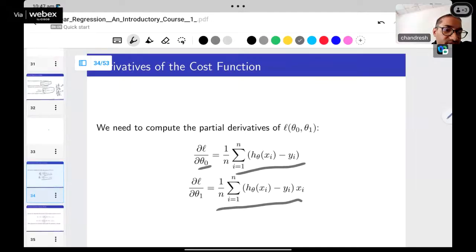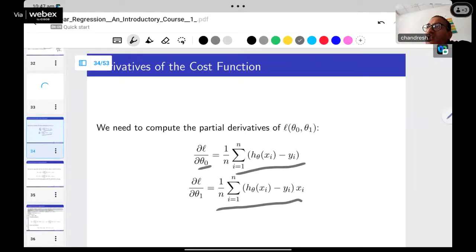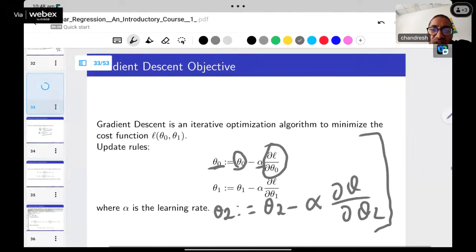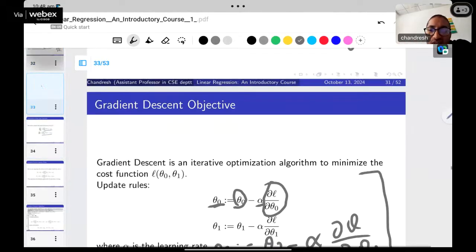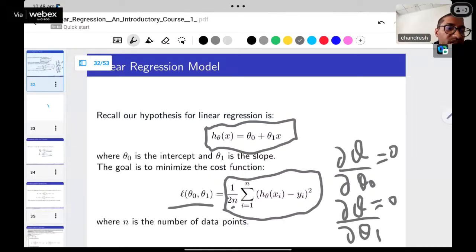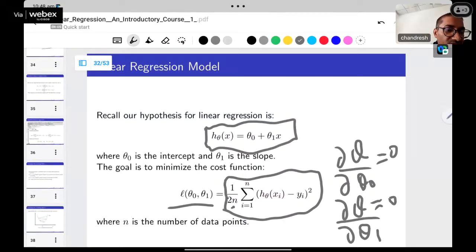All right. Okay. So the idea is that we took the linear regression objective function, this one, and we took the derivative. If it is not clear, let me write it for you.